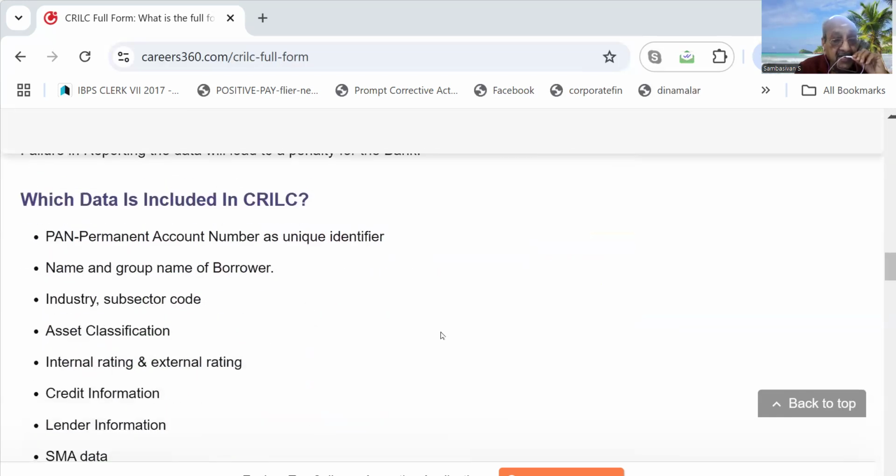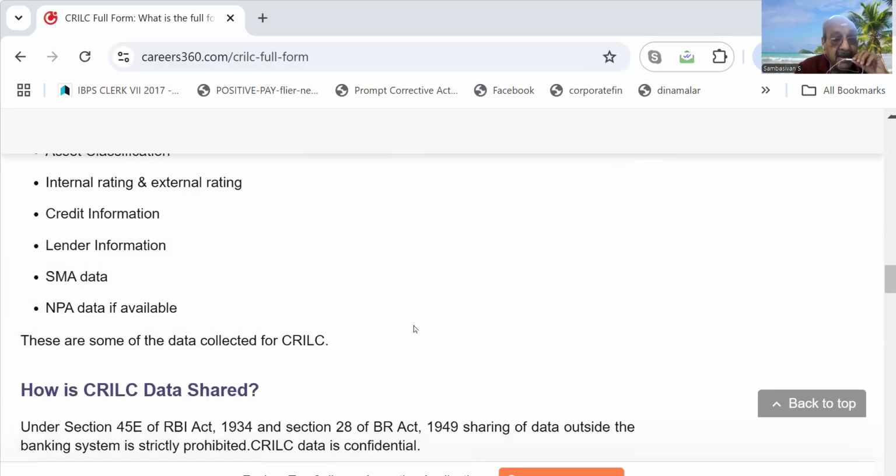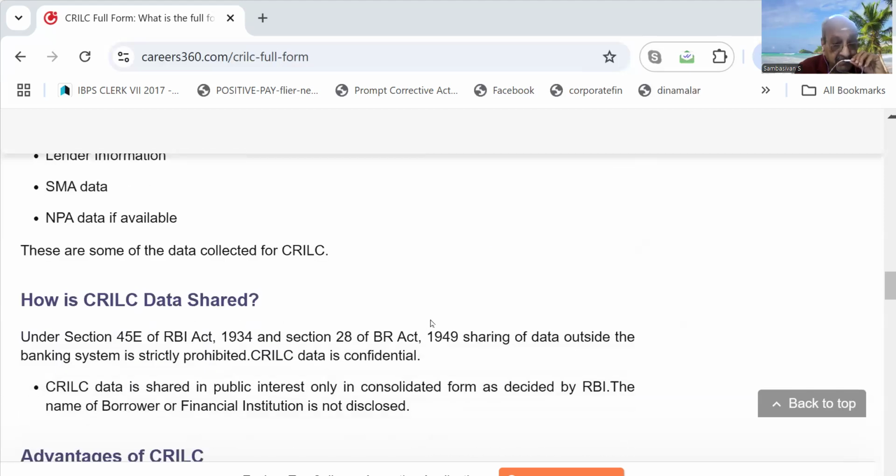Which data is included in CRILC? Permanent account number as unique identifier, name and group name of borrower, industry subsector code, asset classification, internal rating and external rating, credit information, lender information, SMA data, NPA data if available. These are some of the data collected for CRILC.